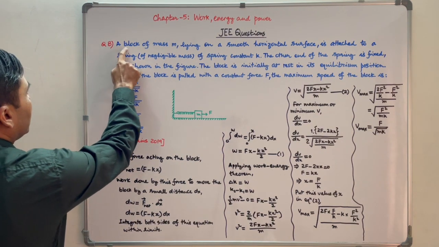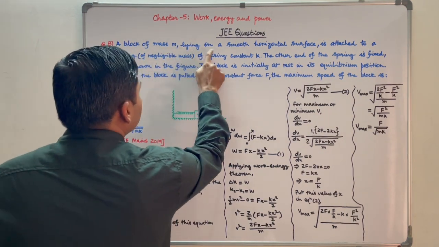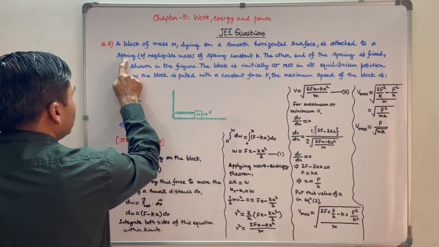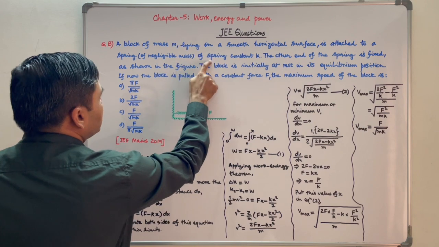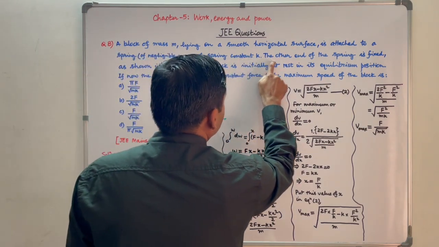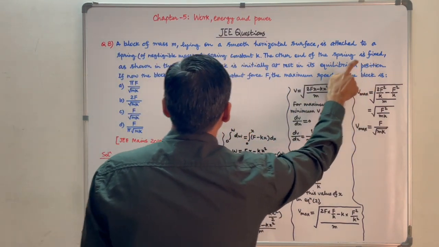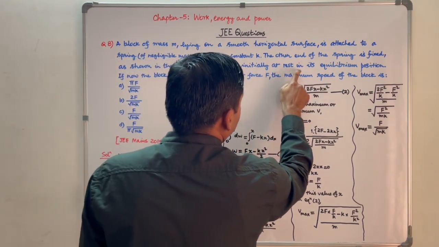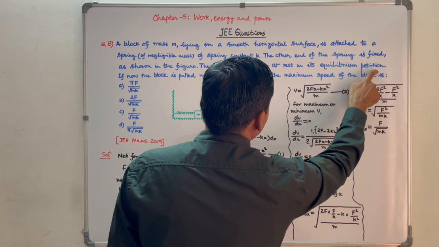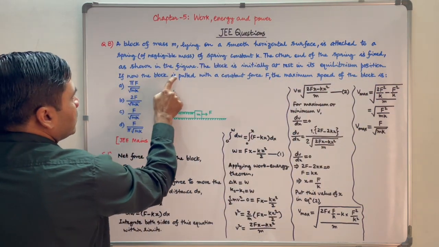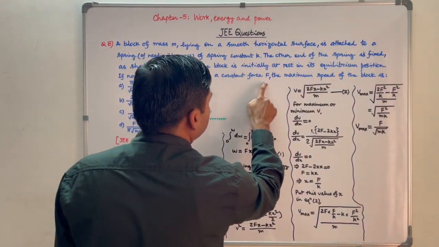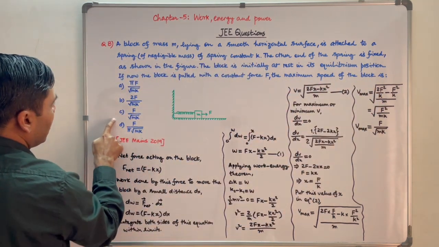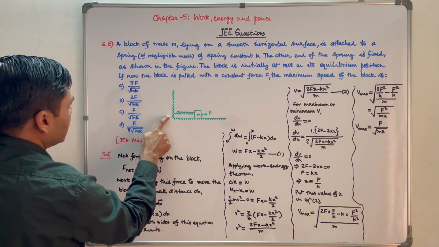Eighth question. A block of mass m lying on a smooth horizontal surface is attached to a spring of negligible mass and spring constant k. The other end of the spring is fixed, as shown in the figure. The block is initially at rest in its equilibrium position. If now the block is pulled with a constant force F, the maximum speed of the block is. These are the options given, and this is the figure given.